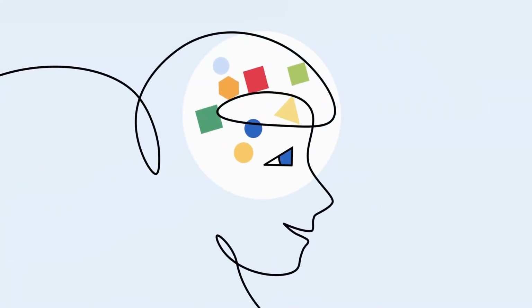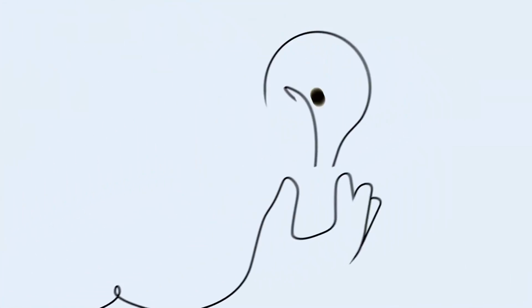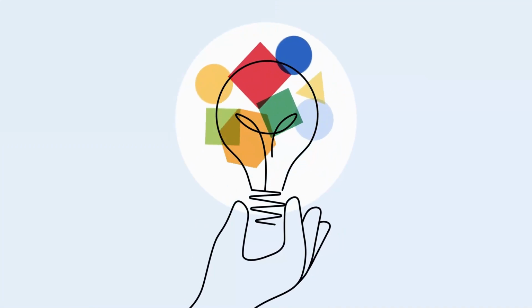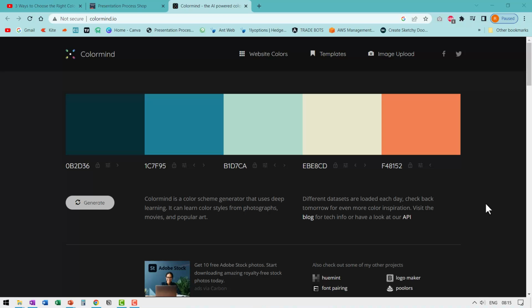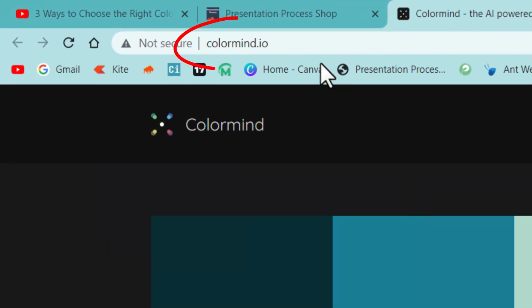One of the common issues that presenters like us find is how to choose the right colors for our presentations. Today, I'll show you a free handy site that allows you to choose the right colors using deep learning AI technology. Let me show you how this site works. The site is called colormind.io. Of course, this is not a sponsored video. I just found this useful site and I'm sharing it with you.